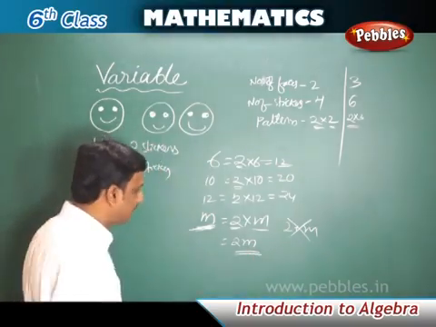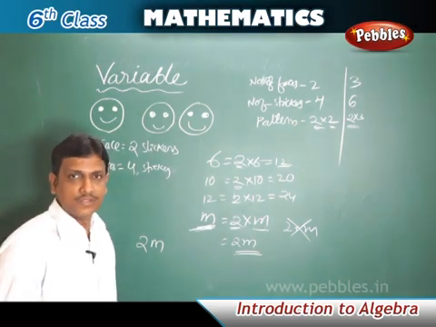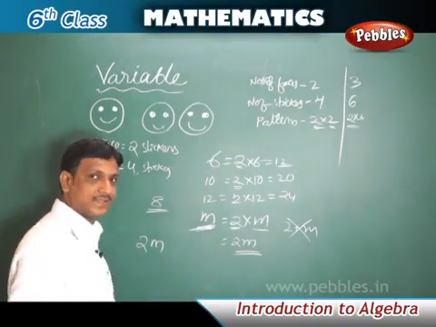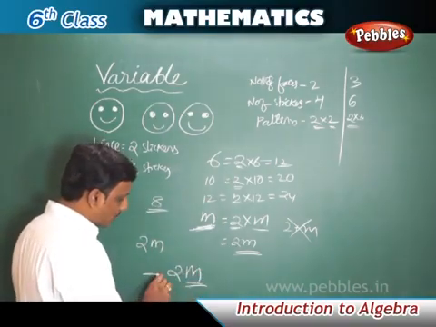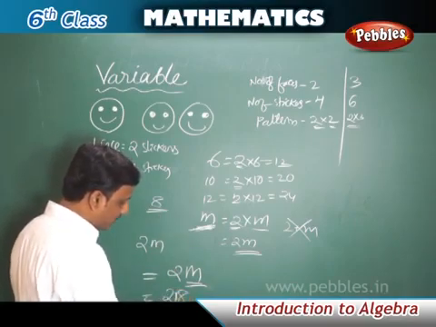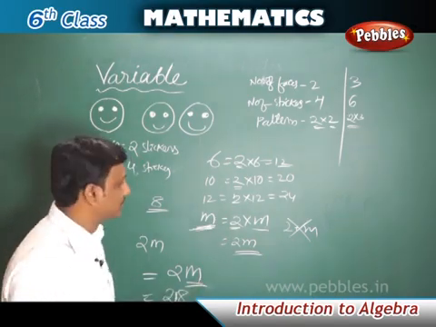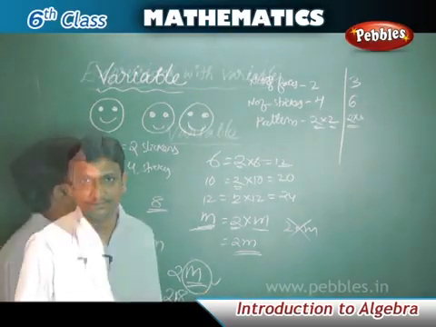That is number of faces. 2m. For example, I wanted to know how many stickers are required for 8 faces. So here 2m. In place of m, we substitute 8. 2 into 8, 16 stickers. So here this m is a variable.